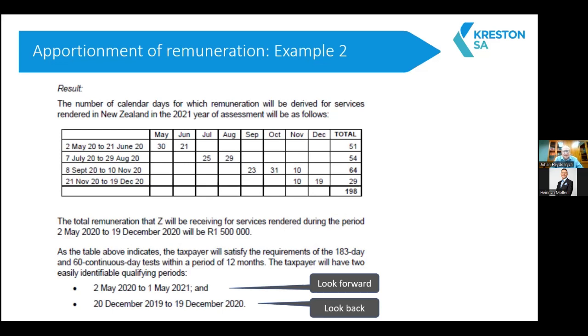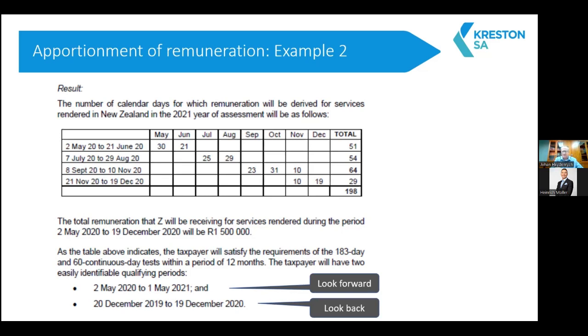So you start off with the calendar days. The number of calendar days for which remuneration will be derived for services rendered in New Zealand in the 2021 year of assessment will be as follows. You look at 2 May to 21 May to June, then 7 July to 29 August. So you only take the periods physically in New Zealand. Initially there is a 51-day period. Then they come back to South Africa for a few days, and then there's a 54-day period. Come back to South Africa for a few days, and then, thank goodness, there's 64 days.